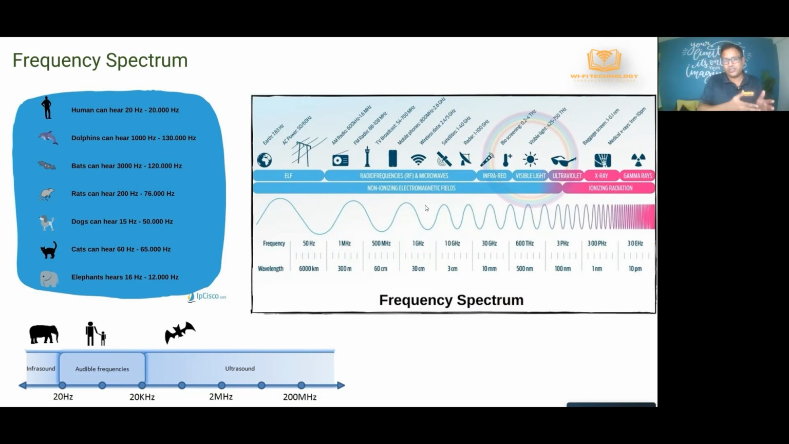So these are, as you go up in this spectrum, the higher the frequency, the different types of rays that you would see in the frequency spectrum. Now, what we are talking about, where Wi-Fi is operating, is within this range of radio frequencies. Within the radio frequency range, this is where Wi-Fi is. It's in the 2.45 gigahertz, and now in the 6 gigahertz, like between 2 gigahertz and 7 gigahertz.